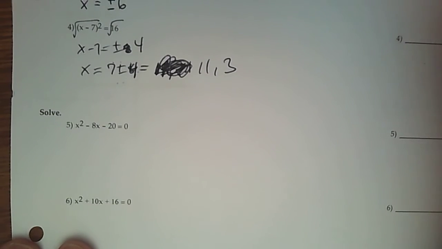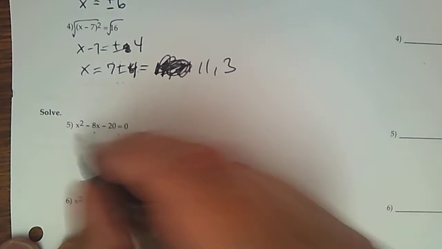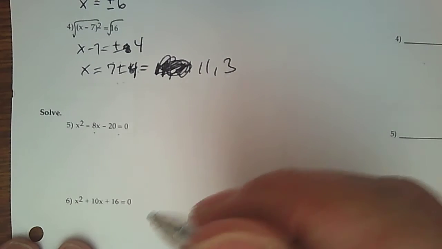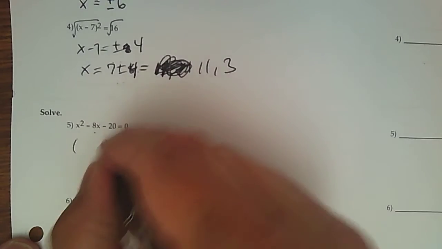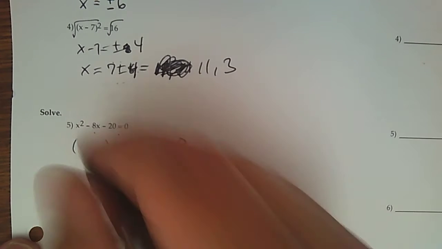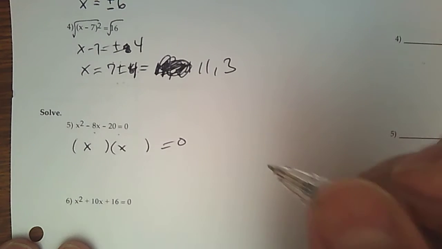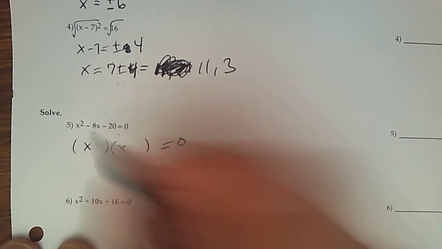Number 5, can you solve it? Now this one's a trinomial, so you can't take the square root here. Instead, we're going to factor it right as a product. So because it's simple, just get to it. Two numbers that multiply to negative 20. Because it's negative, you're subtracting.